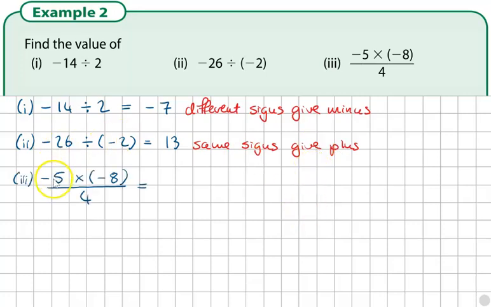Then we have minus 5 multiplied by minus 8, all divided by 4. So let's work out the top first, the numerator of our fraction. So we have minus 5 times minus 8. So a minus by a minus gives a plus, or same signs give plus, and 5 by 8 is 40. So we're going to have 40 divided by 4. And here we have a plus divided by plus, which will just give us a plus, and 40 divided by 4 is 10. So our final answer there is 10.